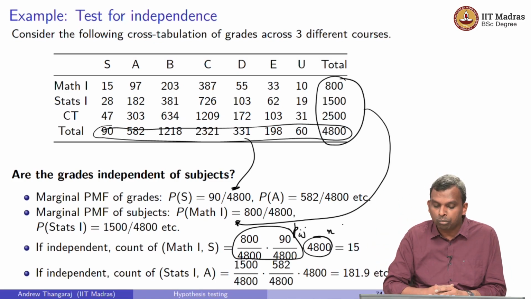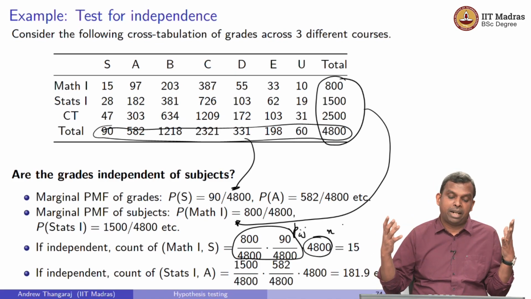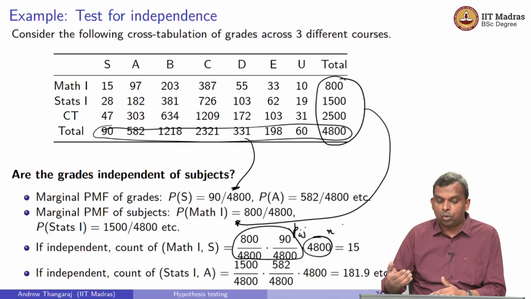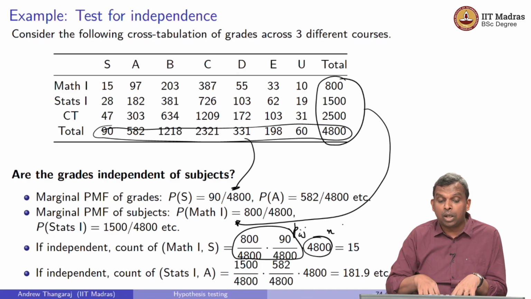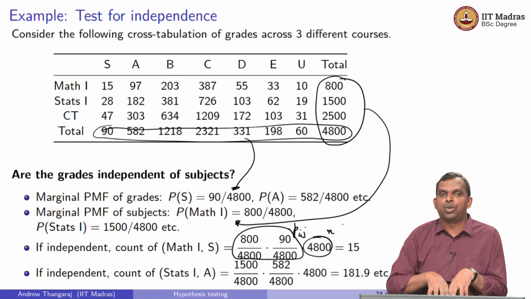Two indices are there. So 800 by 4,800 times 90 by 4,800 times 4,800, you get 15. Okay, so this is what you expect if the two things were independent, the subjects and the grades were independent. Likewise, you can do for Stats 1 comma A, it will be 1,500 by 4,800 times 582 by 4,800 times 4,800. You can see why the probability has to be multiplied by the number of such samples to get the actual result, it's 181.9, etc. So you can get the actual observed counts of the grades and the expected count if the distributions were independent.